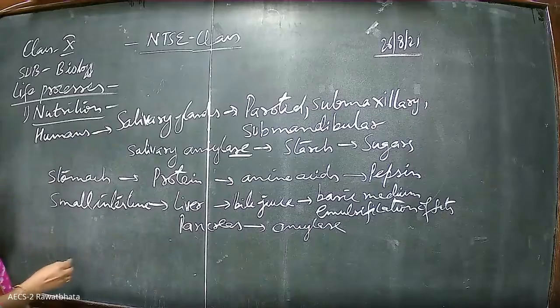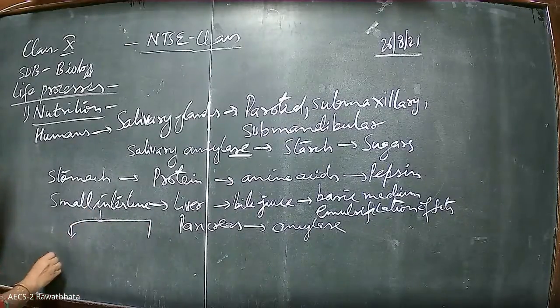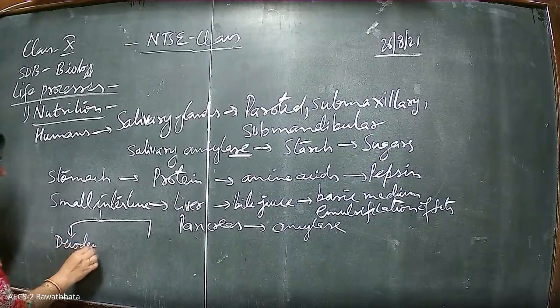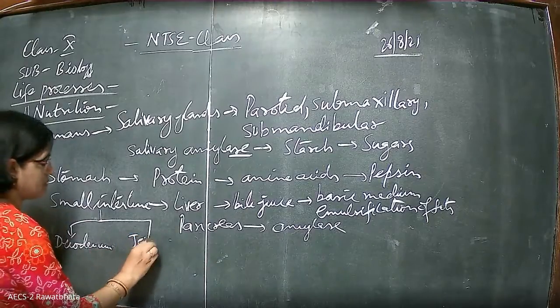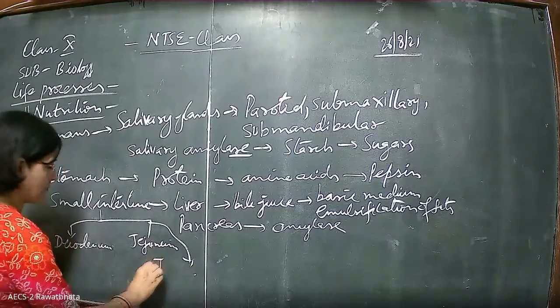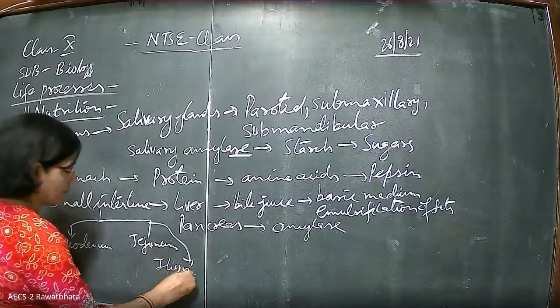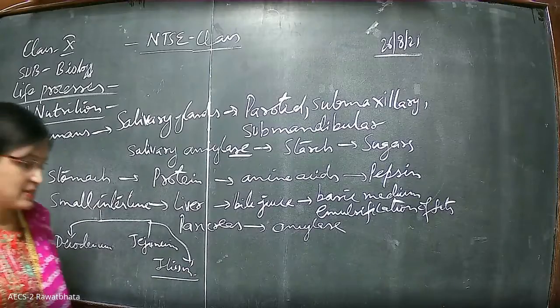And where do they get attached? Small intestine has got three parts. They get attached to duodenum. The second one is jejunum, that means the middle one. And the last one is ileum. Here basically the remaining digestion and the absorption takes place.